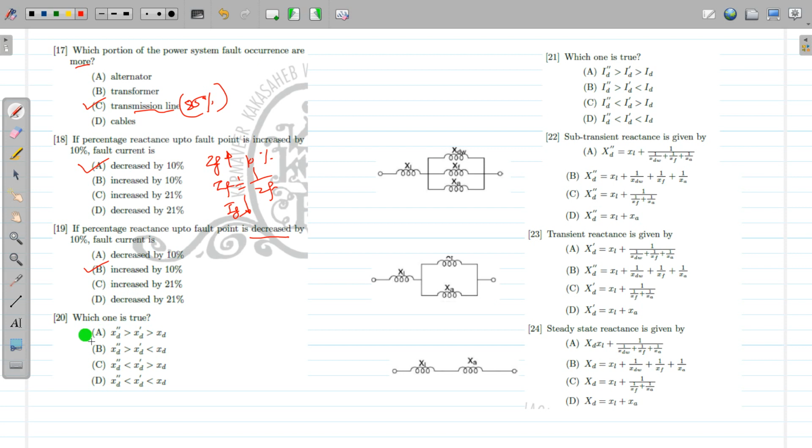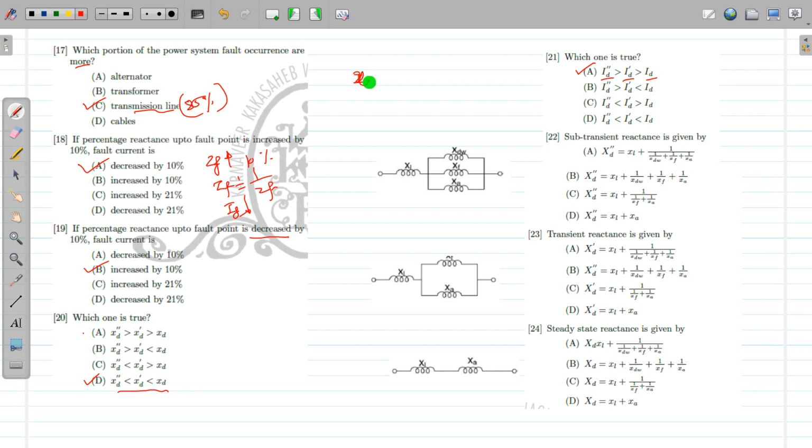In the earlier section I have explained this. XD double dash is smaller than XD dash, which is smaller than XD. So how is it actually calculated? And similarly here, we have concluded that the subtransient current is more than the transient and then the steady state current. So this is correct. But how is it actually calculated?